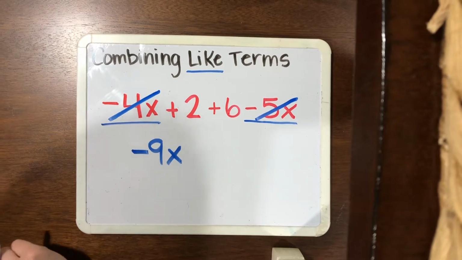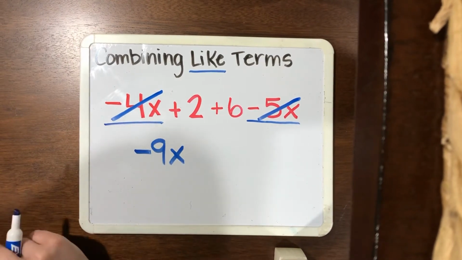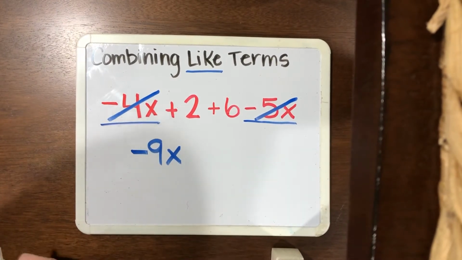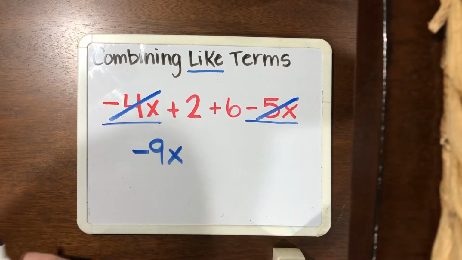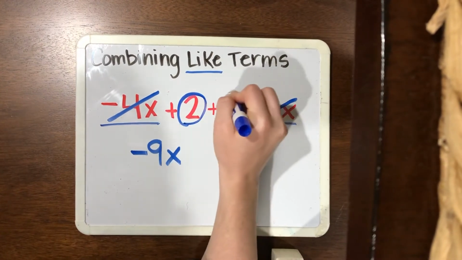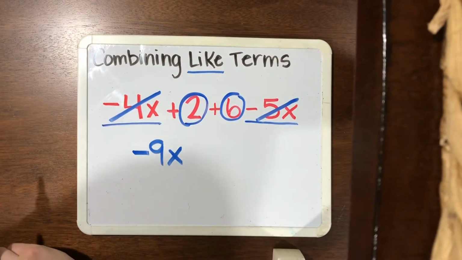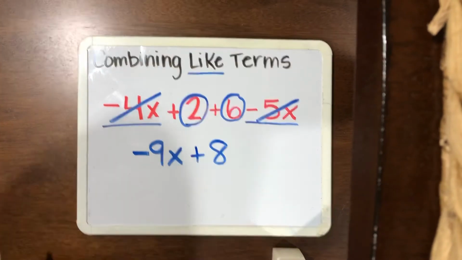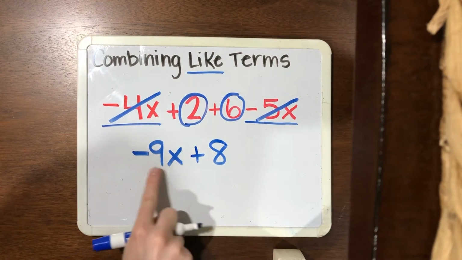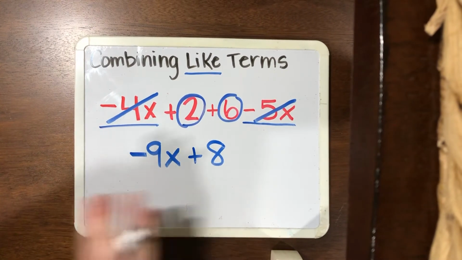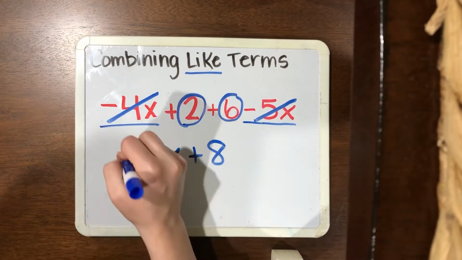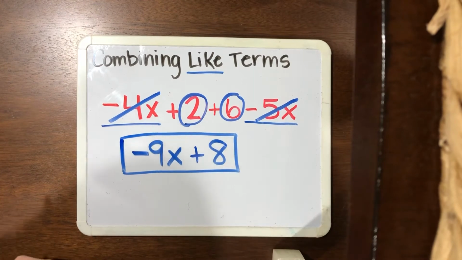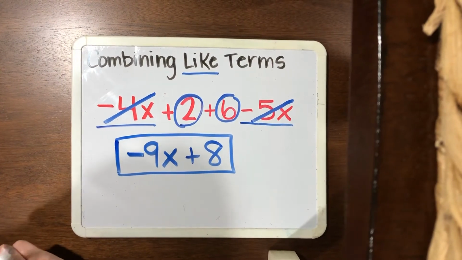So those 2 terms have been combined. But I'm not done. Before, we only had 1 step. This time we have 2 because we also have 2 constants. These are constants. They can be combined. You know you can add 2 plus 6. So I'm going to combine my like terms. 2 plus 6 is 8. When I look here, I can't combine negative 9x and 8 because they are not like terms. One has an x and the other is a constant. So that is my final answer, negative 9x plus 8.